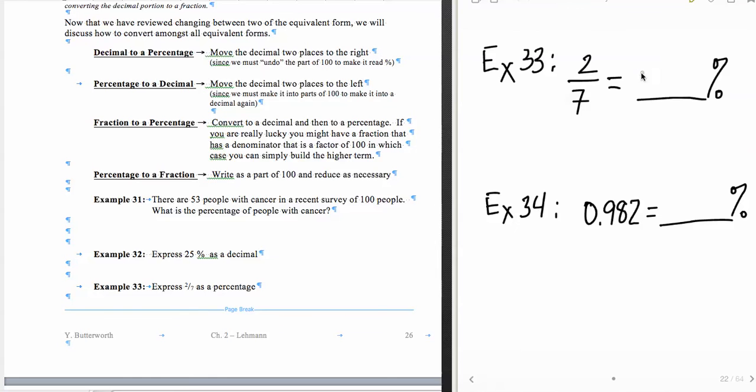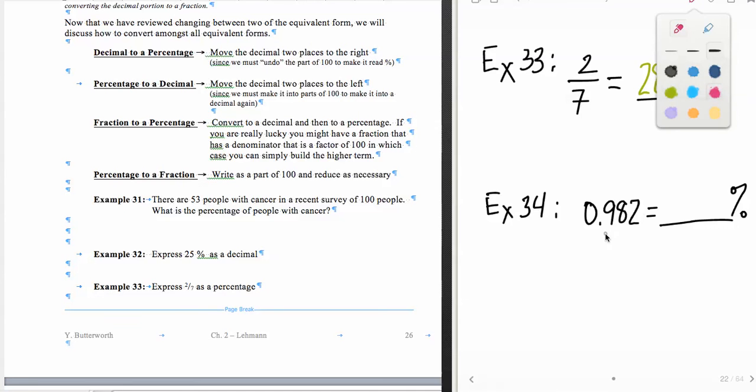And so that's what we're going to put here, 28 4/7%. Using a fraction with a percentage is really, really nice, because then we don't have that repeating, non-terminating decimal to deal with, and we don't have to round it. We get an exact value.